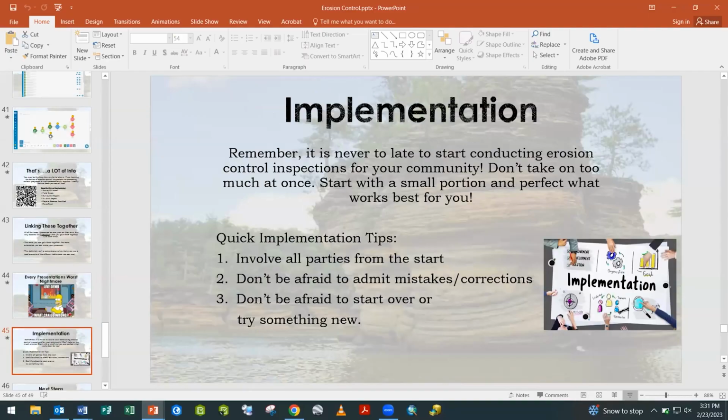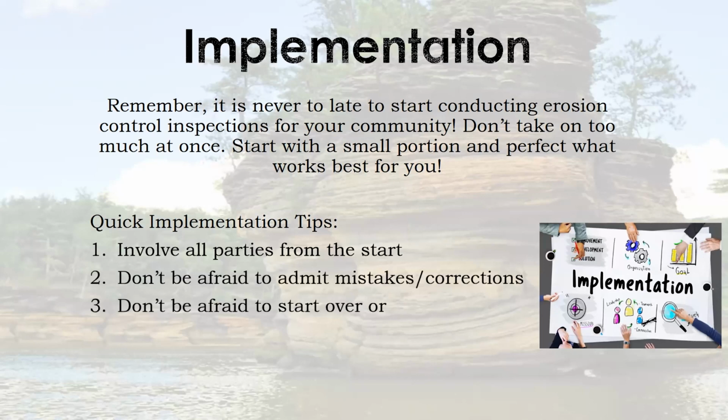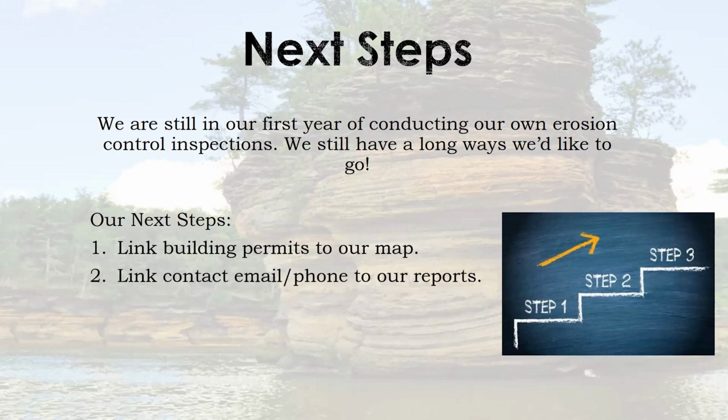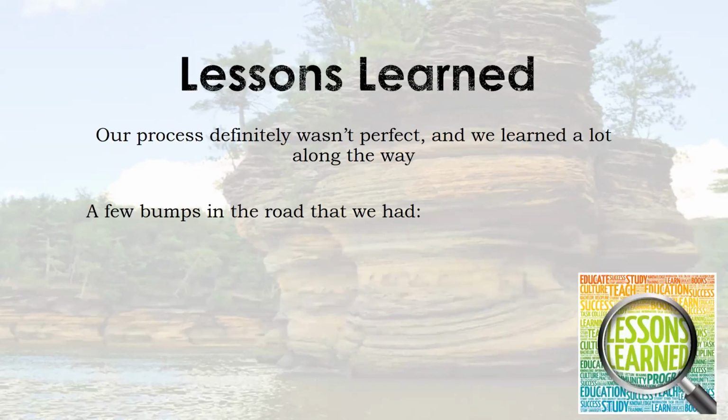I'm going to fly through some of these implementation items. So make sure when you're implementing a program like this that you involve all parties from the start. Don't be afraid to admit mistakes and start over and try something new. Some next steps that we're going to do is linking our building permits to our map directly. We have just started doing that right now, but it's kind of in its infancy. We're going to link email and phone contact numbers too, so that the contractors get texts on their phone, and also further link ambient weather. And we're also going to link our inspections to other field work as well.